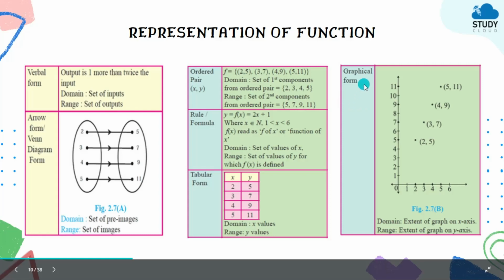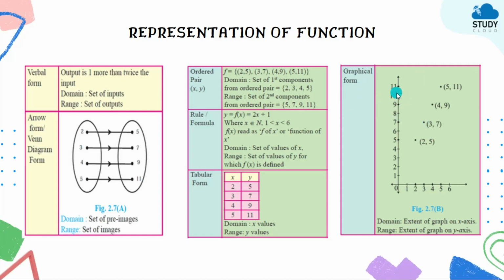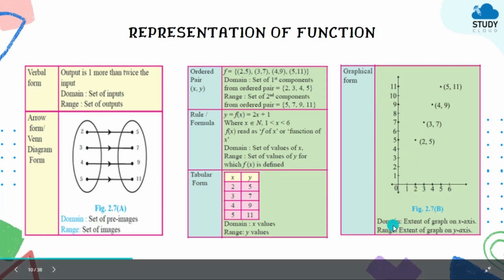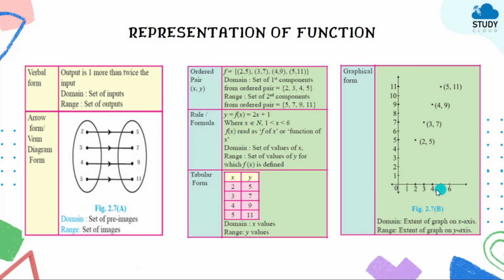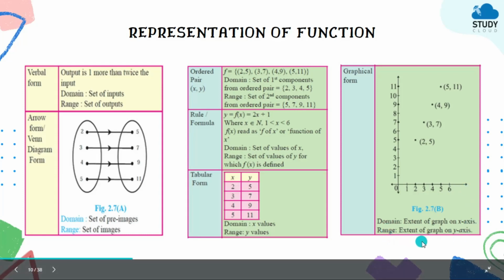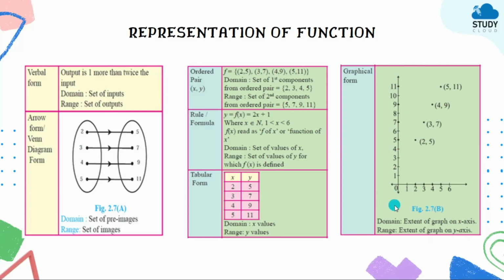And the last one is the graphical form. Here we have the y-axis and this is the x-axis. Like we do on a graph, we'll put numbers on both the axes. Here, the domain is the extent of the graph on the x-axis. So all the numbers on this axis are called the domain. And the range is the extent of the graph on the y-axis. That is called the range. So in different forms we have seen what a domain is and what a range is.